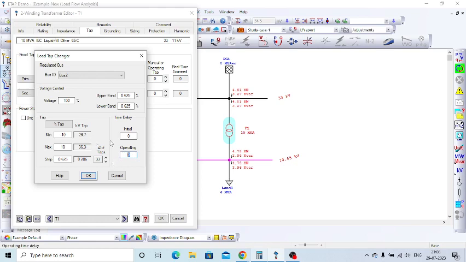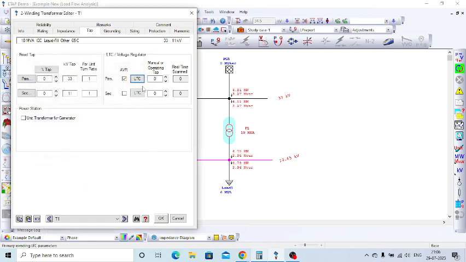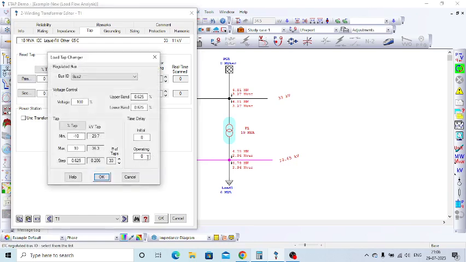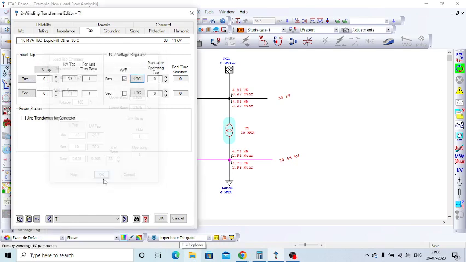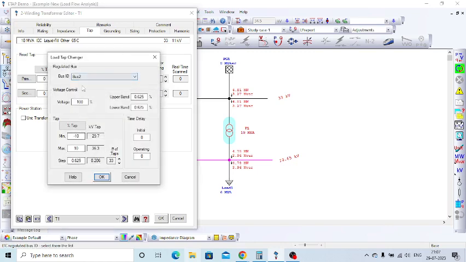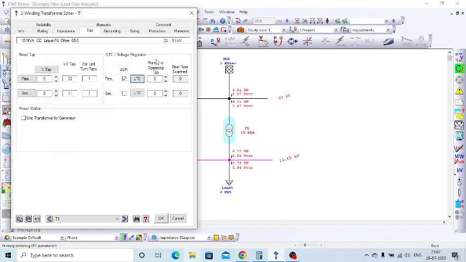So that value will come here. I'm not just considering any value here, because that would mean it will instantly operate across all the taps. So like this we have to operate. Here we enabled the AVR, that is the automatic voltage regulator. Then we just model the tap changer.